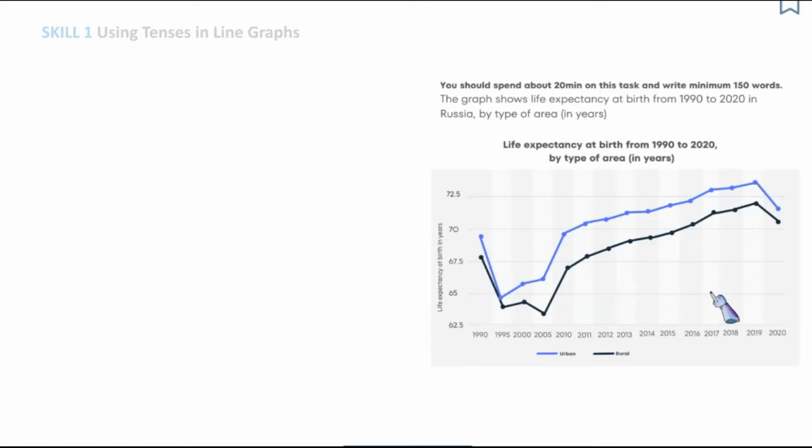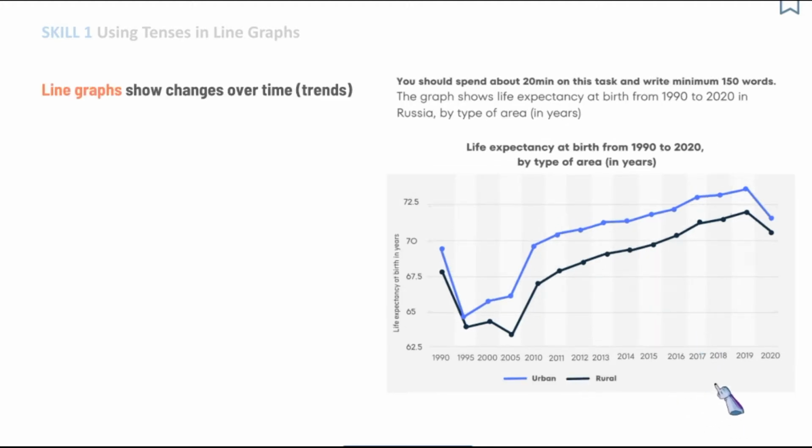Now on the screen you can see a line graph, and this is a very common type of visual in Writing Task 1 IELTS Academic. Line graphs always show changes over time, or trends, and this gives you an opportunity to use a variety of tenses in your report.